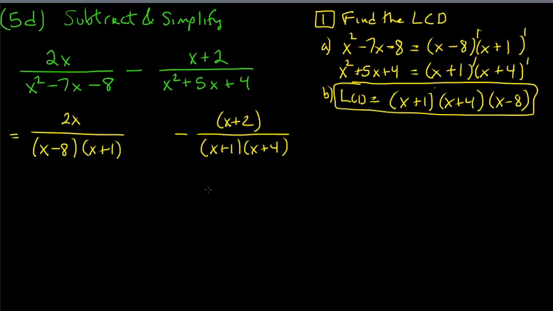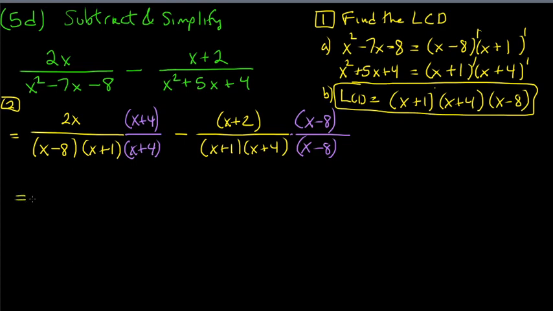Okay? All right, so what are we missing in the first term? Right? So that's our step 2 now, multiply by any missing factors. So we have the x minus 8 and we have the x plus 1. Right? So we're missing x plus 4. So multiply top and bottom by x plus 4. Right. For the second fraction, we have the x plus 1, we have the x plus 4, we're missing x minus 8. Right? So multiply by x minus 8 in the numerator and the denominator.